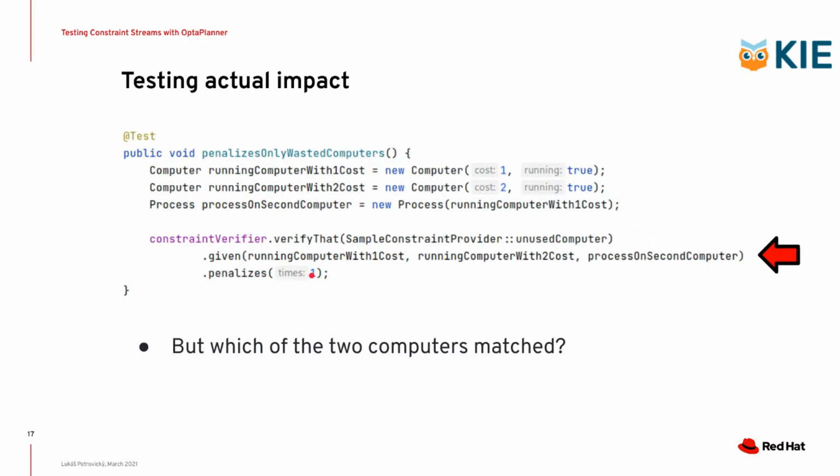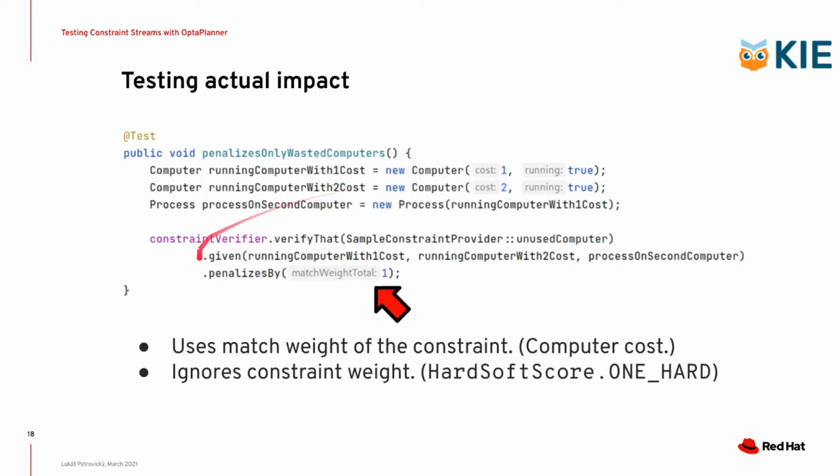So technically, this didn't change much because we still don't know which of these computers actually caused the penalty. So let's take a look at another call. We switch penalizes to penalizes by 1, which is something different now.